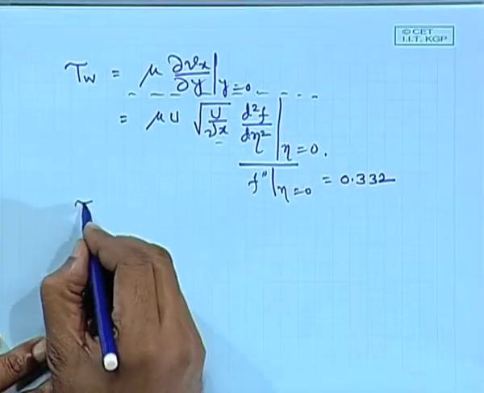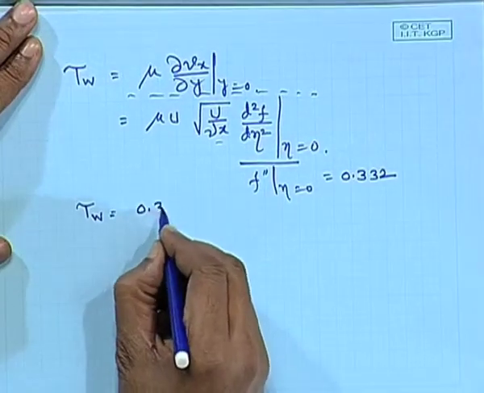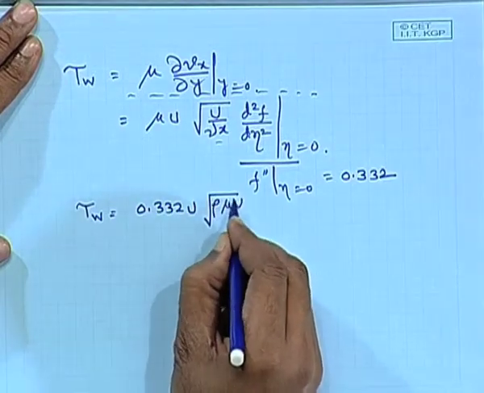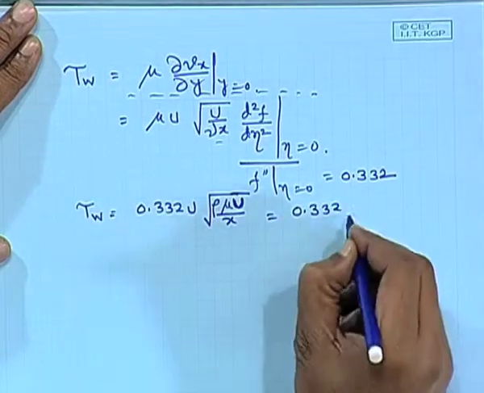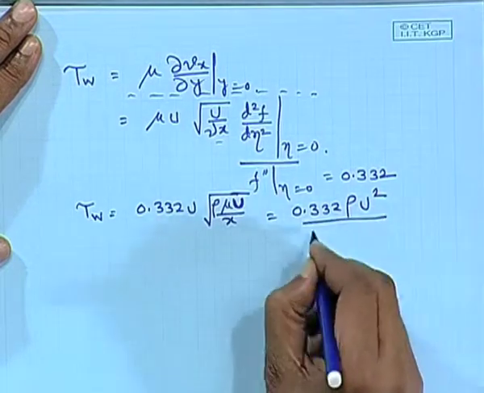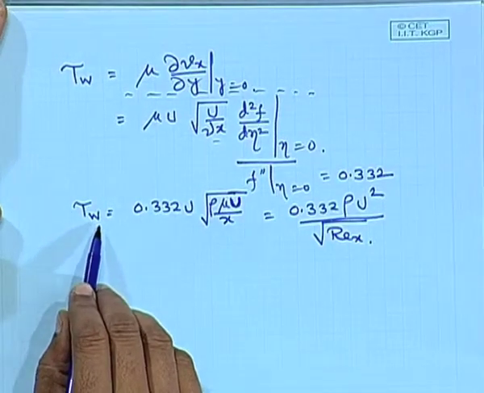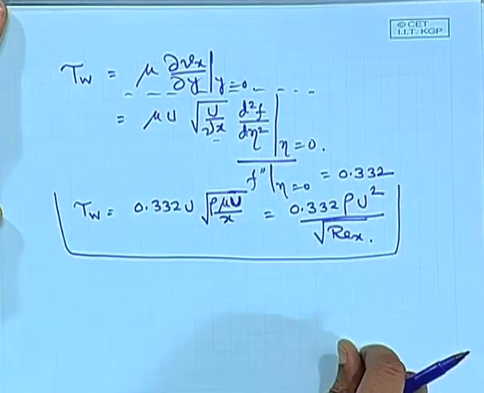So, simply you can write tau W is equal to 0.332 times the square root of rho mu U cubed by x. So, this is the expression for shear stress for laminar flow over a flat plate, that means zero pressure gradient flow, and the shear stress at any point can be evaluated using this simple relation.